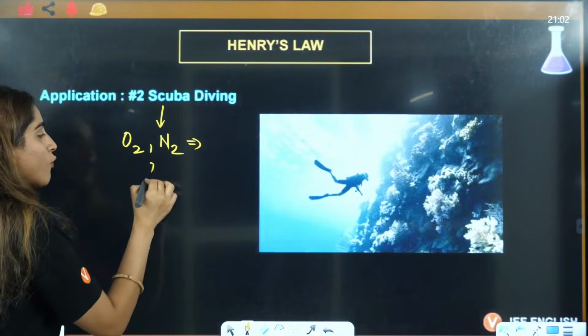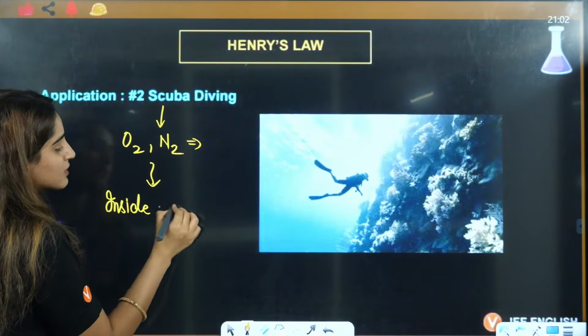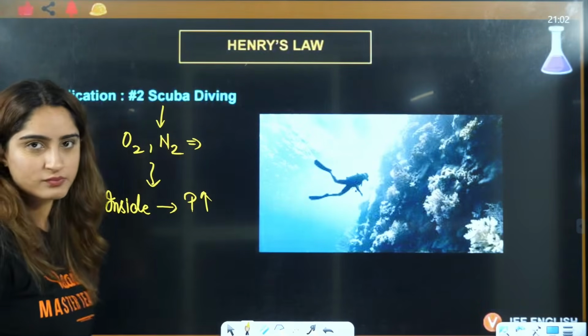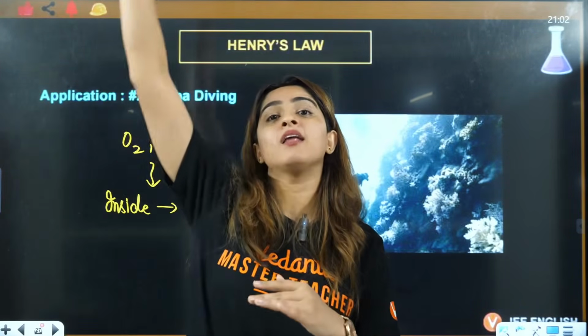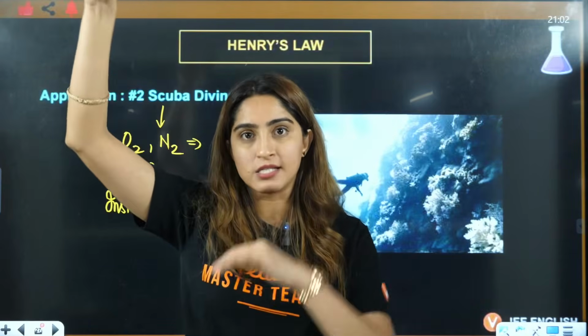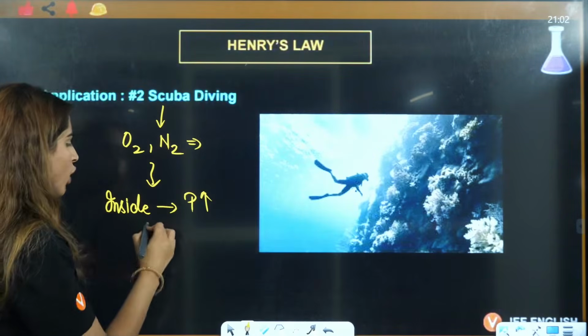But now we know that when you go inside the sea, pressure will increase. In the atmosphere, as you go up, pressure decreases. When you go into the ocean, pressure increases. That's why solubility will increase.